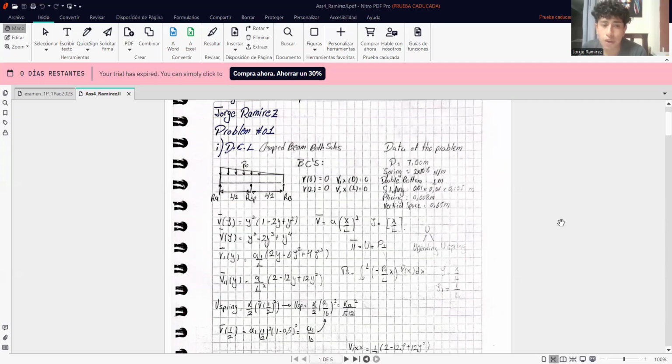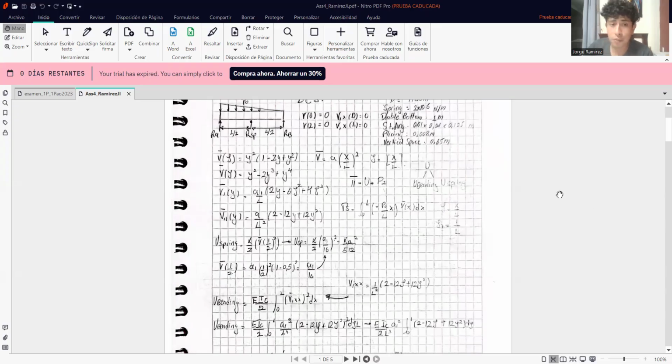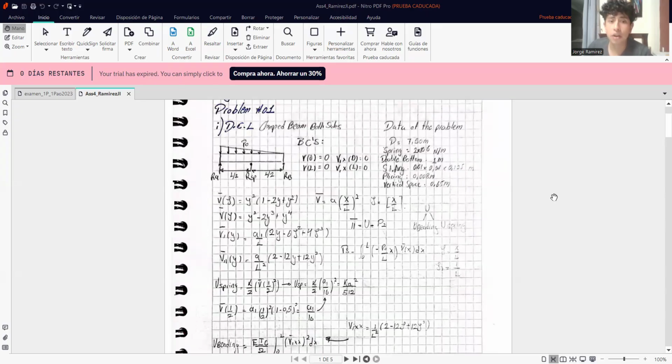And also we have a longitudinal value. In this case, you have the data of the problem. We have the force of the spring, we have the double bottom and the other ones. And after that, we need to define the beam that we analyze.